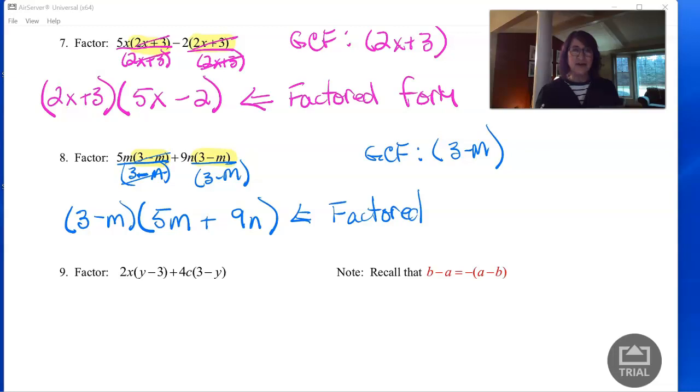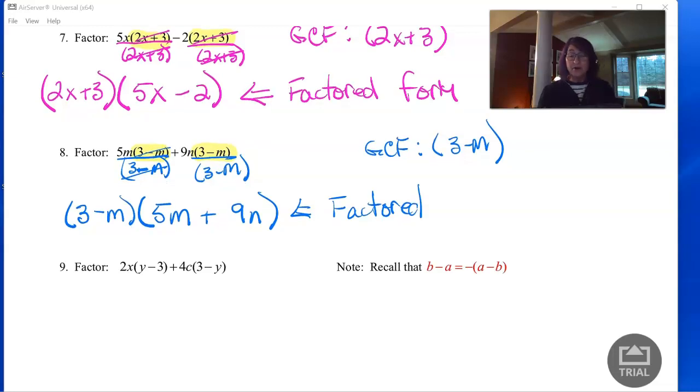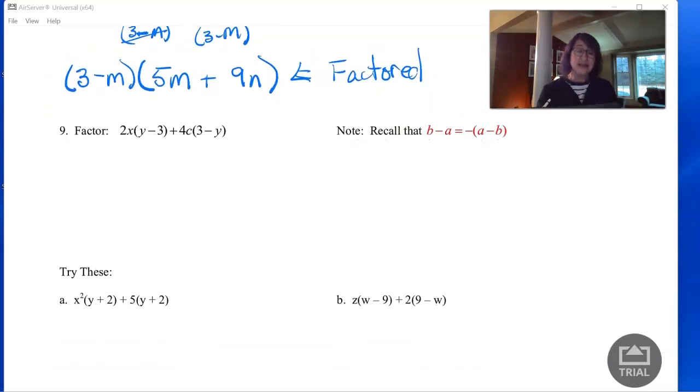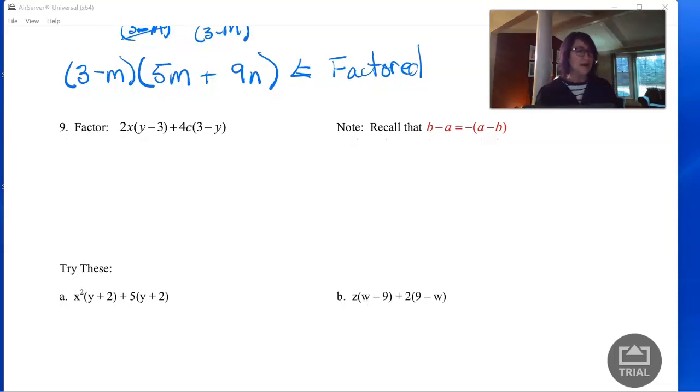Now, let's look at number 9. Number 9 is a little bit tricky, okay? With this one, it looks like y minus 3 and 3 minus y are basically the same, but they're not. Subtraction is not commutative. You cannot switch the order of subtraction. It will give you the opposite result.